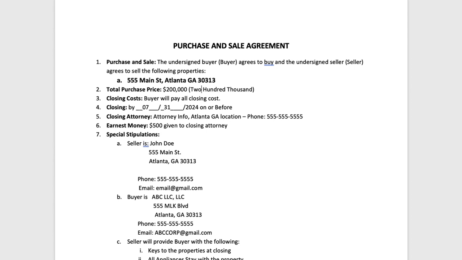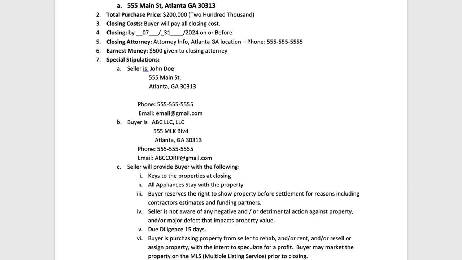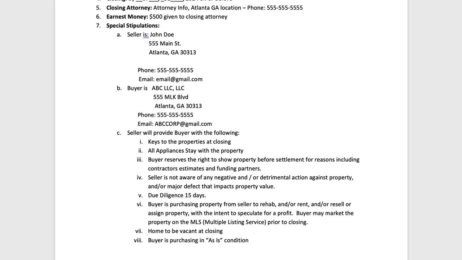Number 7, this is where you're going to put the seller's information. You see John Doe, address, phone number, and email. The next section is where the buyer's information goes: address, phone number, and email. And then this section here, "seller will provide buyer with the following." This is where you put all your stipulations.